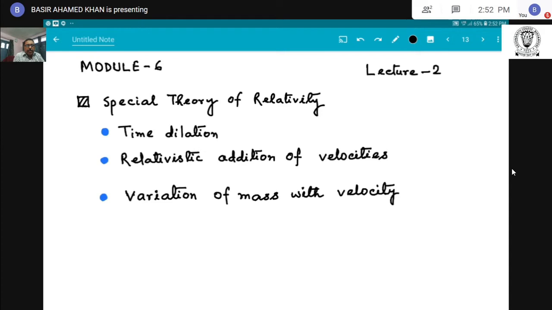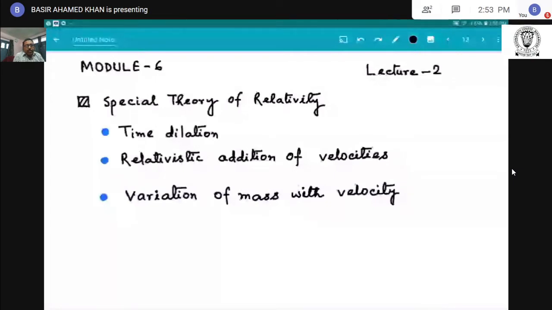In my previous lecture, I already told about the introduction of special theory of relativity. I told about some topics: what is the inertial frame of reference, the fundamental postulates of special theory of relativity, Lorentz transformation, relativity of simultaneity, order of events, and length contraction.